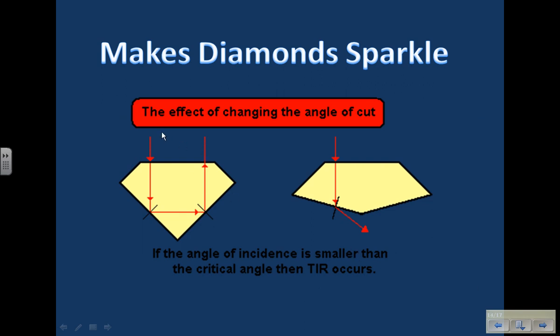So here, the light's coming in. It's at a critical angle, so it totally internally reflects. It hits another side at a critical angle, so it totally internally reflects, and out it goes. So light gets captured in the diamond. If that angle is changed, so it's not as steep, the light still comes in, but we have refraction, and it's leaving here, so you don't get the brilliance. Near the bottom it says if the angle of incidence is larger than the critical angle, then TIR, total internal reflection, occurs.